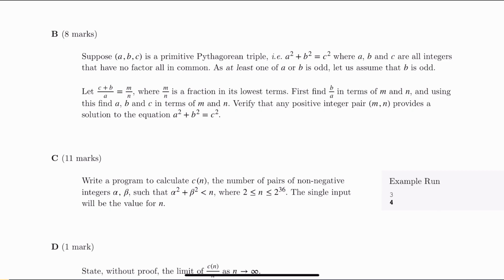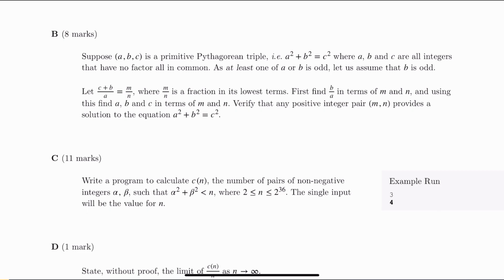You should have been able to deduce this even without the clue in the question, but they've already told you. Since a and b are symmetric, it doesn't matter which is which. They've just said, let's assume b is odd. Carrying on: let c plus b all over a equals m all over n, where m all over n is a fraction in its lowest terms.